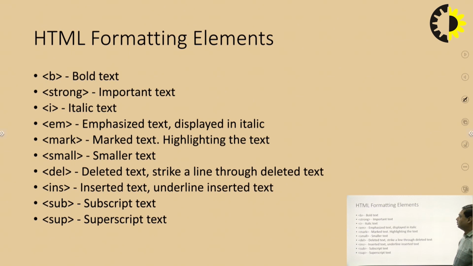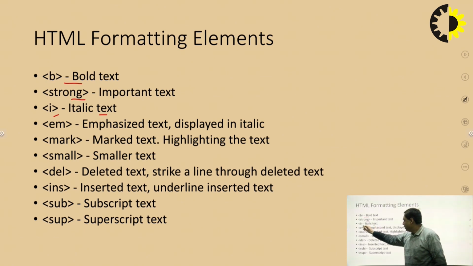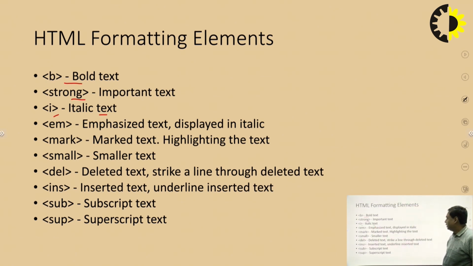Now there are some formatting elements, or you can say these tags. So B is for making text bold, and strong will give more emphasis. Basically it makes the text bold with more emphasis. Then if you want to make some text italic, use the I tag. If you want to emphasize a particular text more, we can use the EM tag.